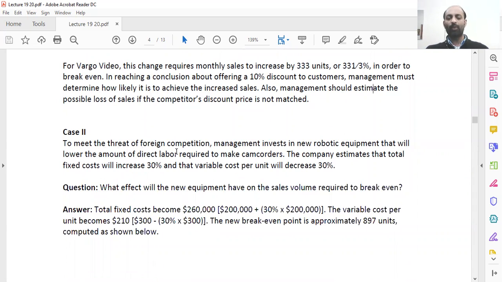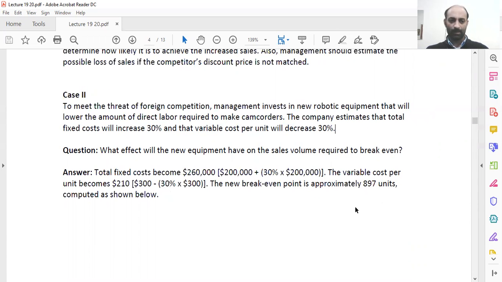To meet the threat of foreign competition, management invests in new robotic equipment that will lower the amount of direct labor required to make camcorders. The company estimates that total fixed cost will increase 30% and the variable cost per unit will decrease 30%. So in the first part, you have to increase the fixed cost by 30%, and then you have to decrease the variable cost per unit by 30%.